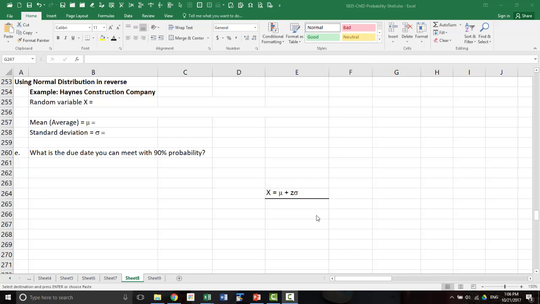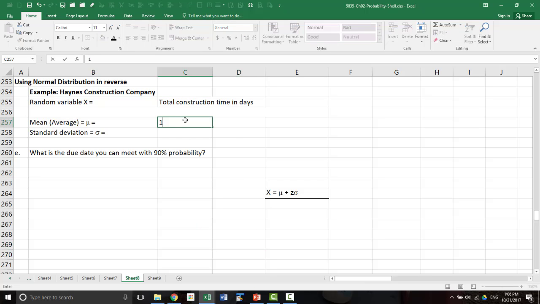So let's look at an example, the same example like before. Random variable x is the time for completing the construction, the total construction time. So the mean is 100, standard deviation is 20, that we know. And the question is not about finding probability, but we're given a probability. Suppose we want to set a due date such that you will have 90% probability of meeting the due date.